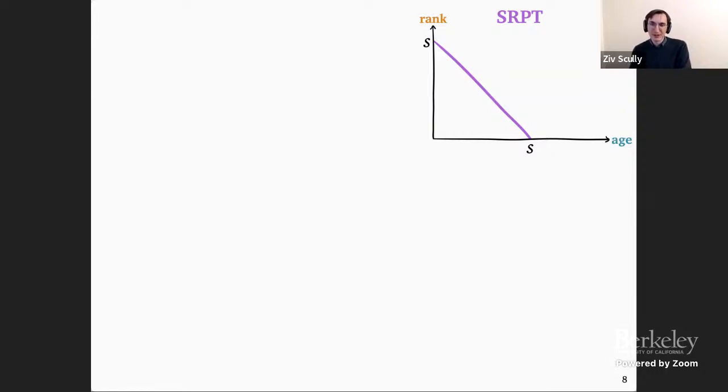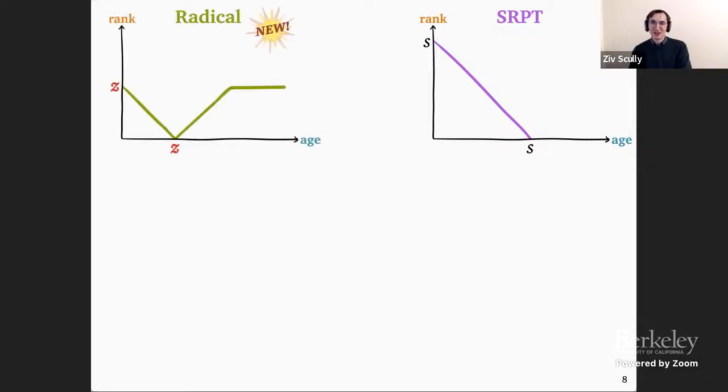What we figured out how to do was a rank function that approximates SRPT's rank function, but with only knowing Z and without knowing S. There was some trial and error in generating this, which I'll mention at the end of the talk. But we came up with this policy, which we call radical, because it looks like a square root sign, vaguely. And this is the policy that's consistent and robust.